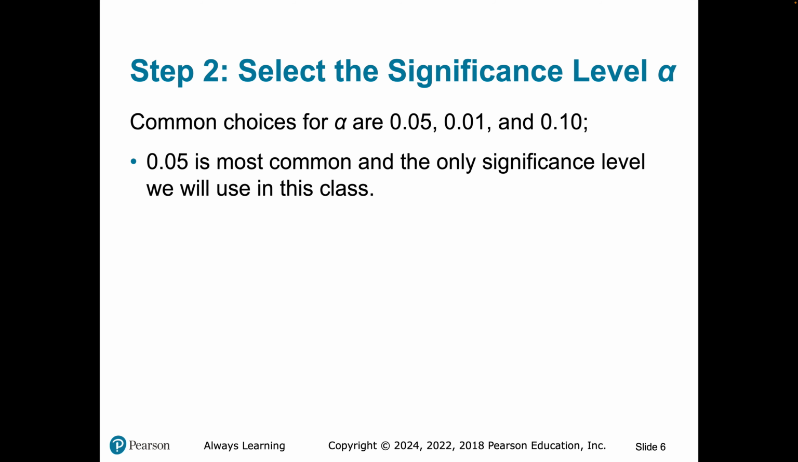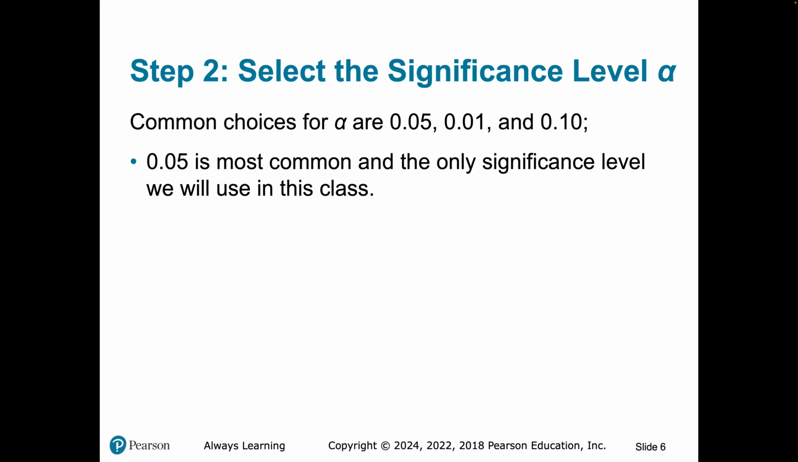The next thing that we do is select the significance level. There are only three I've ever seen: 0.05, 0.01, or 0.10. 0.05 is by far the most common, and it's the only significance level that we will use in this class other than in MyStatLab. MyStatLab may have you, again in the spirit of learning, use 0.10, 0.25, or 0.001. So in terms of learning the process, it's okay to vary alpha and compare p-values and things.